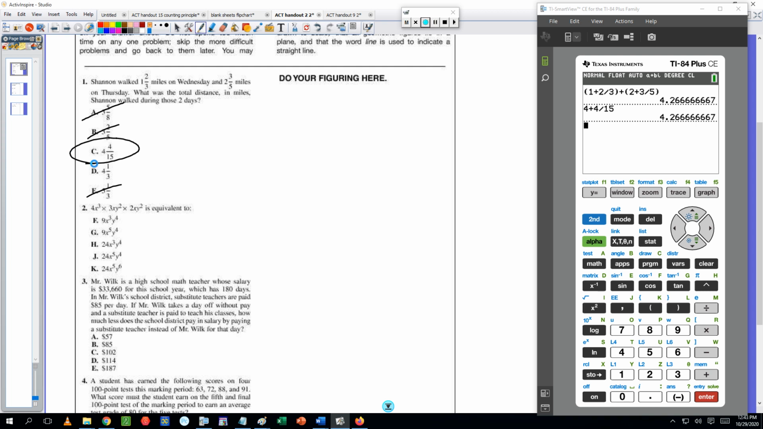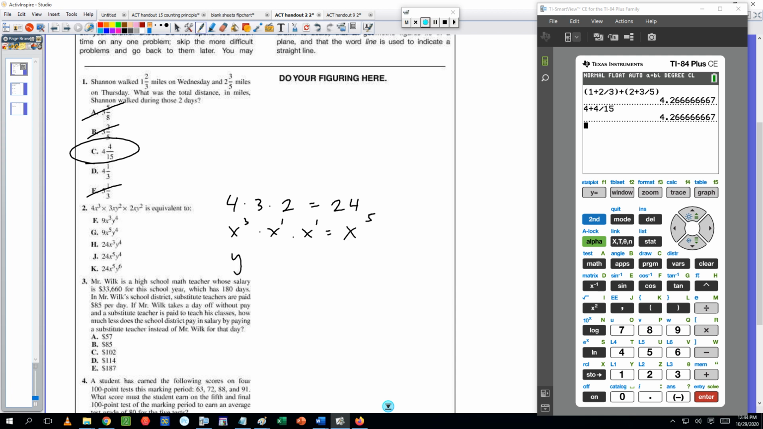4 times 3 times 2 are the numbers. That gives me 24. I have an x cube. I have an x single. I have another x single. That gives me x to the 5th.